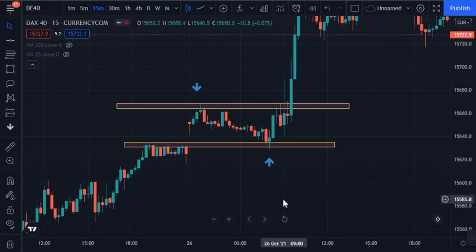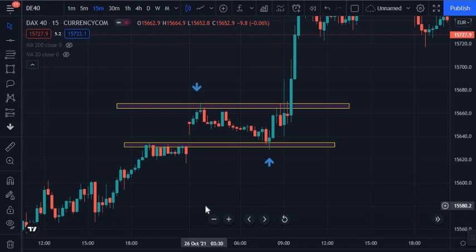DAX 40. So let's go through our checklist that we do when we enter a trade. Checklist number one, the first thing that you see, is the trend of the market. We saw it was an uptrend, and how we identify this is if you look on the higher time frame, you'll see that price was in an uptrend.